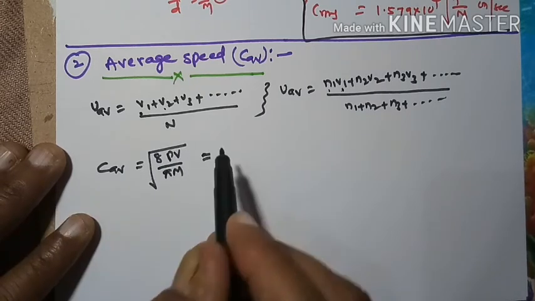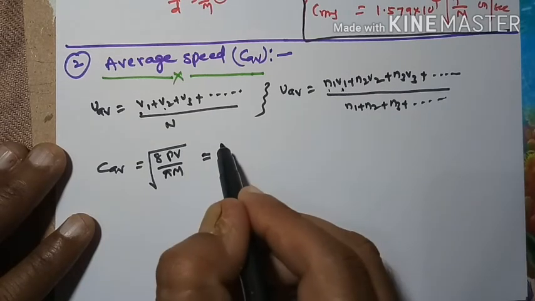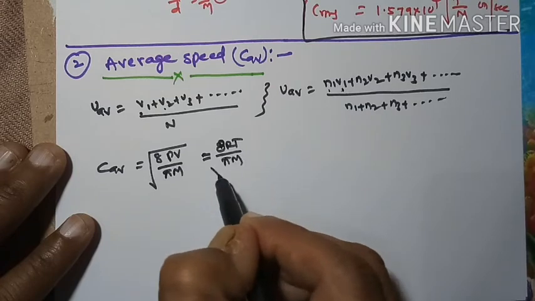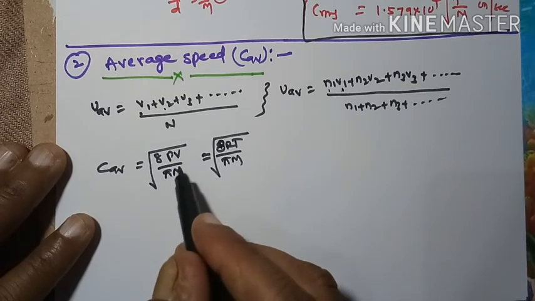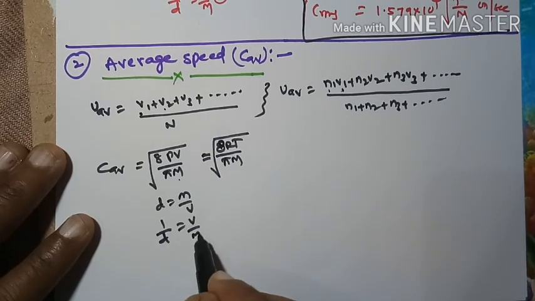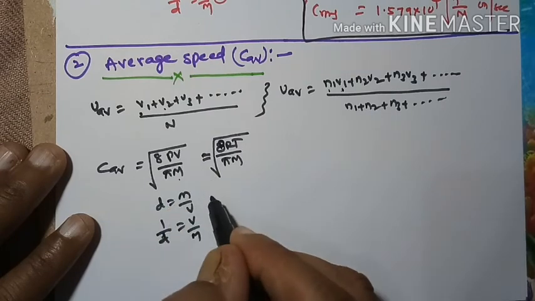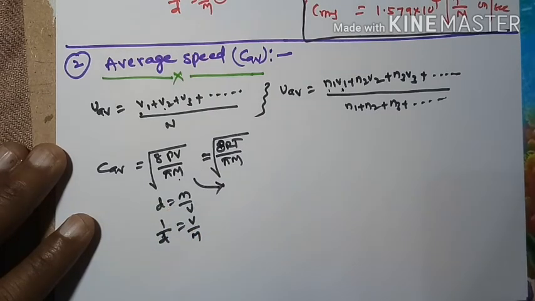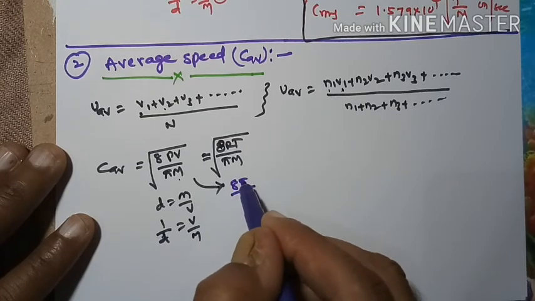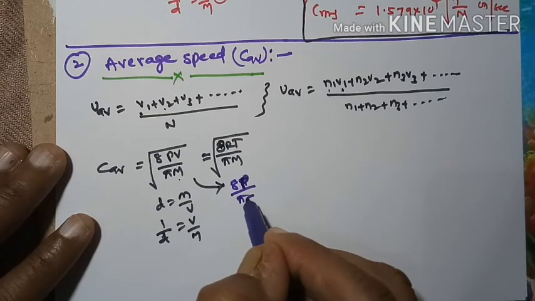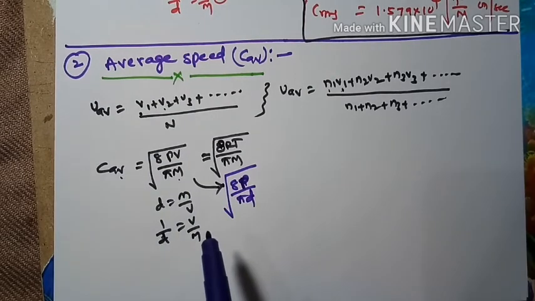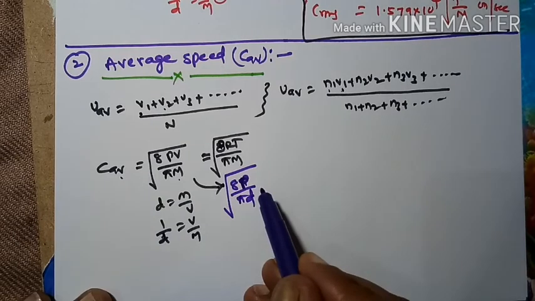We have PV equal to RT, so we can also write 8 RT by pi m. And V by M: density D is M by V, so 1 by D is equal to V by M. So in the place of V by M I am writing 1 by D. So I get the average velocity C equal to under root of 8P by pi D. So these are the three principles we employ in order to calculate average velocity.